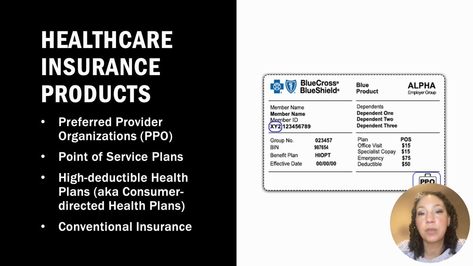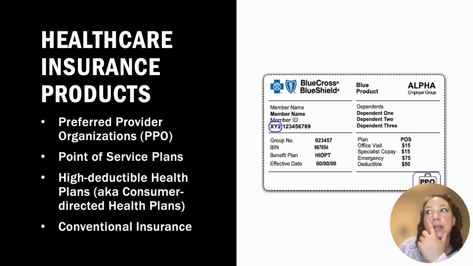The point of service plan is the type of plan where you pay less if you use doctors, hospitals, or other healthcare providers that belong to the plan's network. You have to have a referral from your primary care provider in order to see anybody outside of network or in order to see a specialist. So that's the big difference between the PPOs and the point of service plans. And then the high deductible health plan, these are also known as consumer directed health plans.